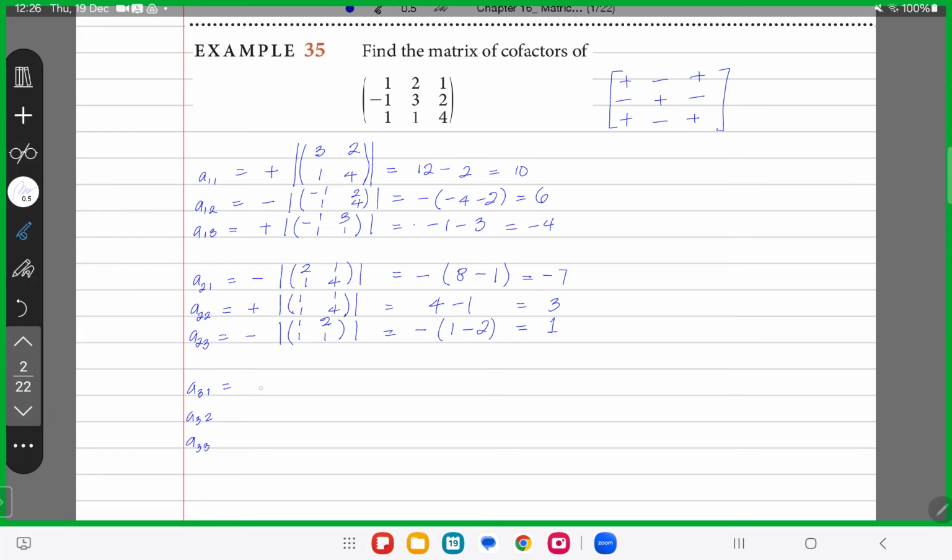The sign pattern is positive, negative, positive. So ignore the first row and the first column, and find the determinant of the remaining matrix.